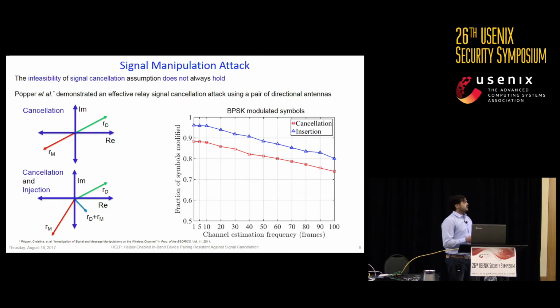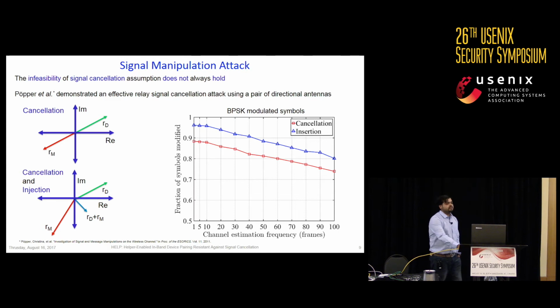And suppose Mallory wants to do cancellation and injection simultaneously, then it has to calculate an equivalent constellation point such that the superimposed signal is the constellation point which is intended by Mallory to be received at the hub.